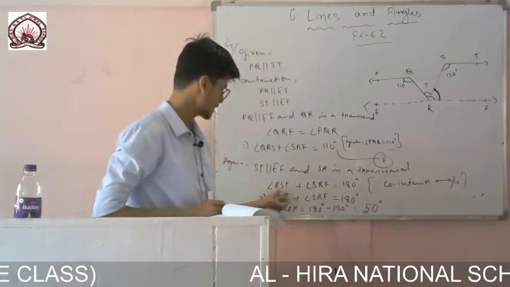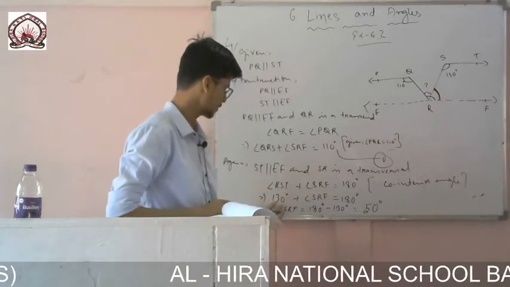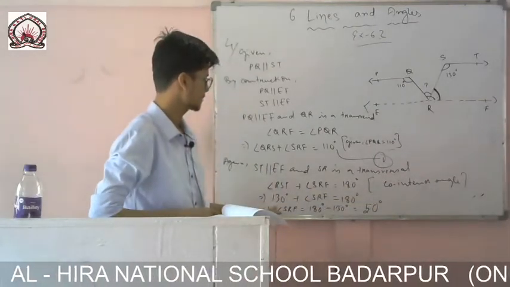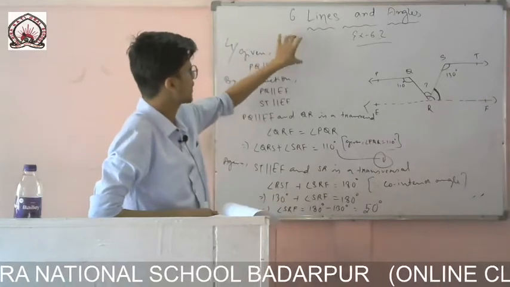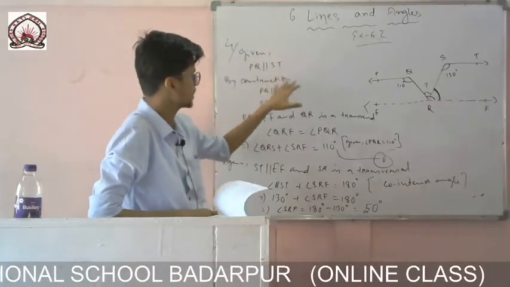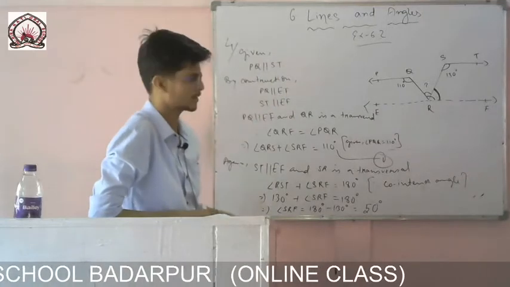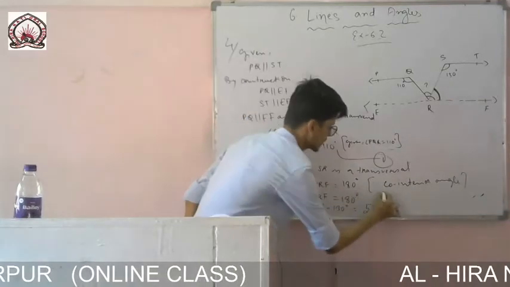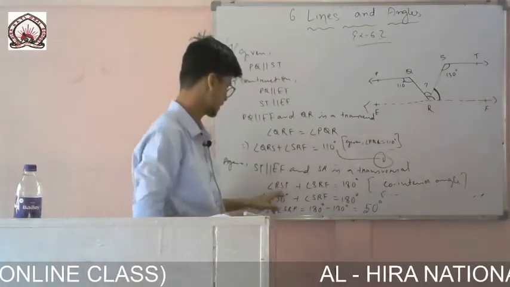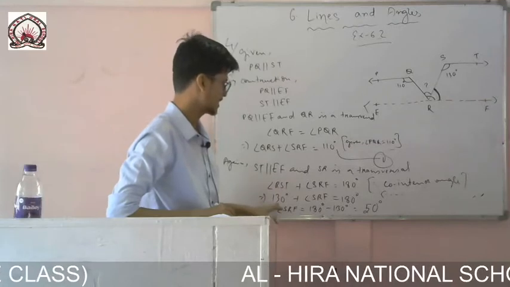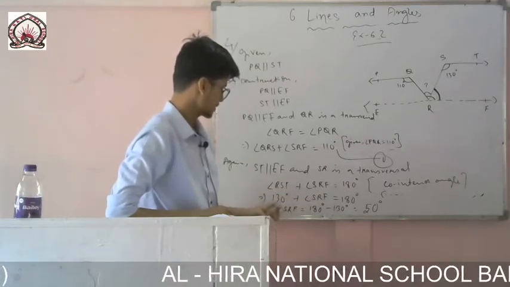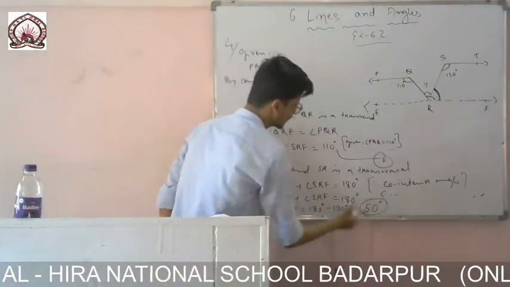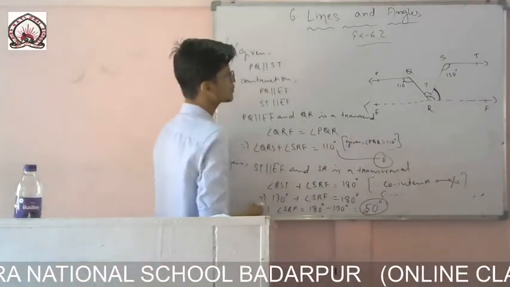What I have done, in place of RST it is given 130 degrees, so I have written it there. You write given RST is equal to 130, or else you can write it first while starting. Or you just write given. So I just put the values and got the value of SRF. It is 50 degrees. The question is to find QRS.